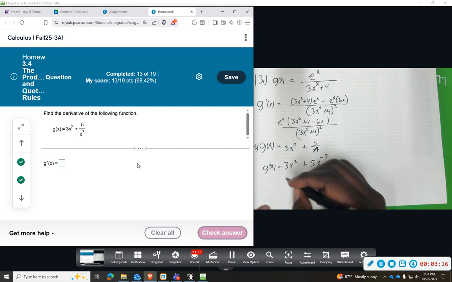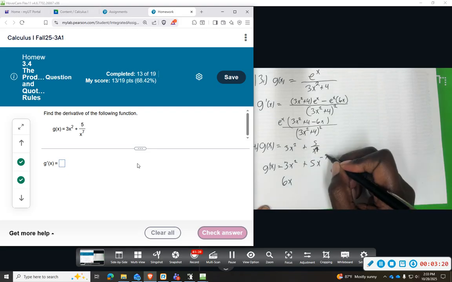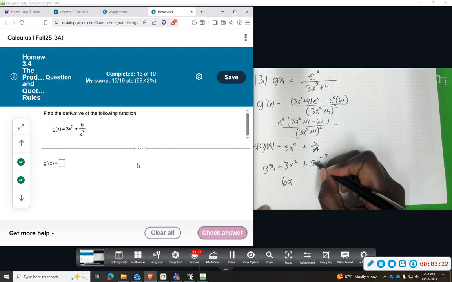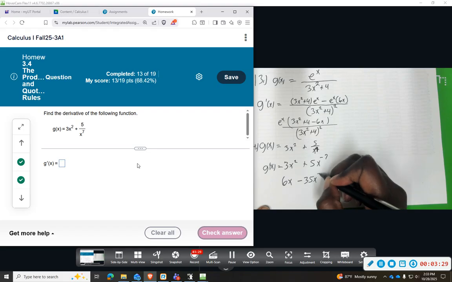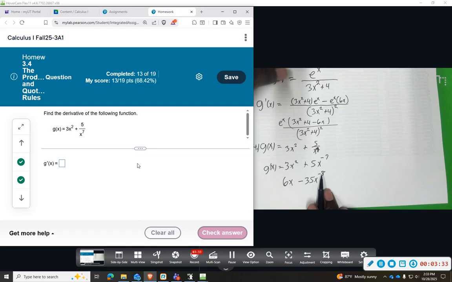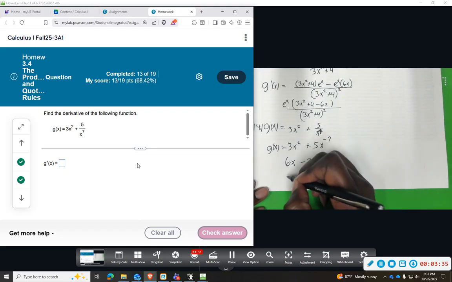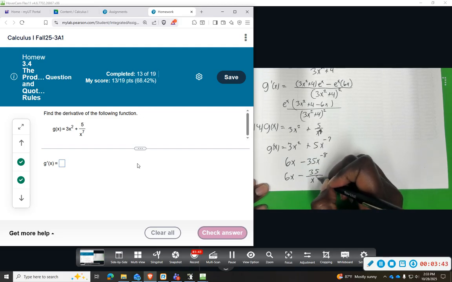So 2 times 3 will give us 6x, subtract 1, just 6x. And then a negative 7 times 5 will give us a minus 35x, subtract 1, so it gives us a negative 8. And then I can make this negative exponent positive by moving it to the bottom. So we'll have 6x minus 35 divided by x to the 8th.